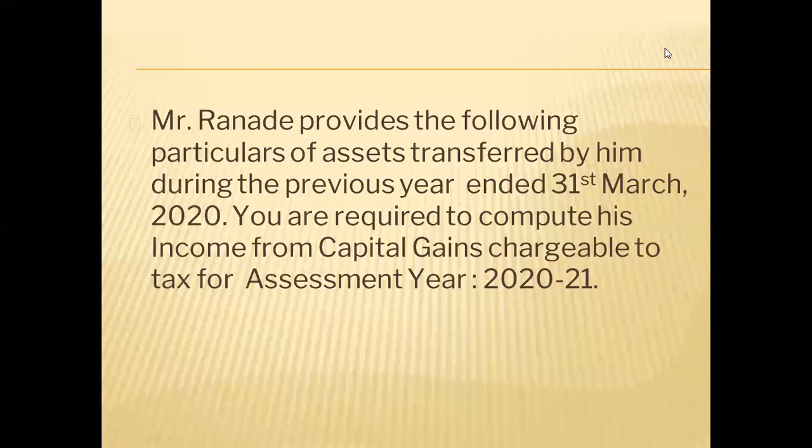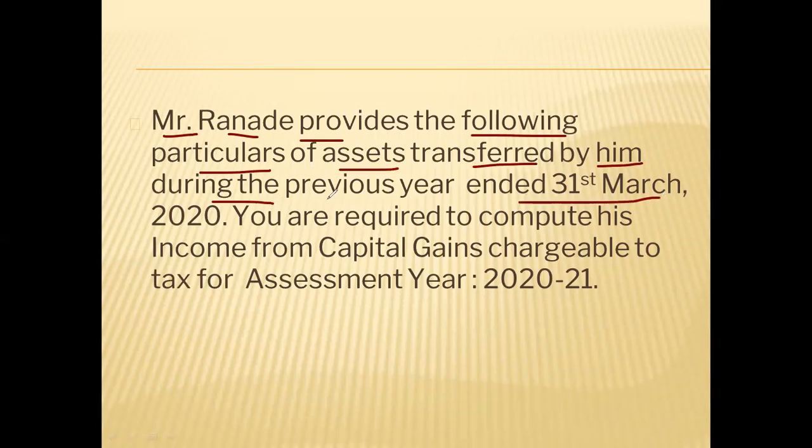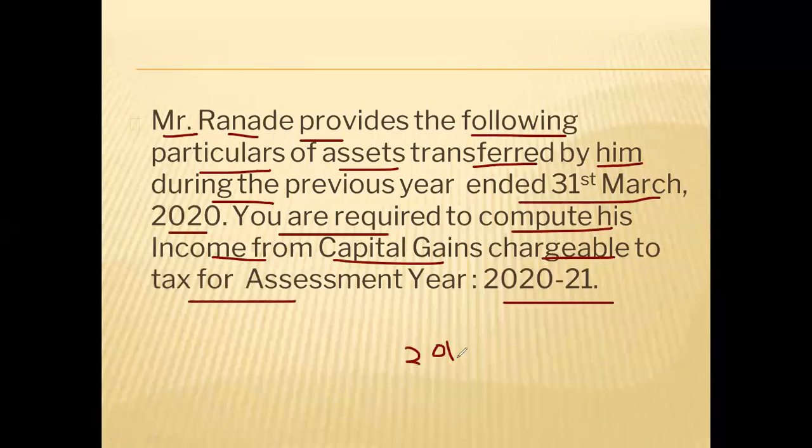Okay, this is another illustration on computing the capital gains. Mr. Ranade provides the following information: particulars of the asset transferred by him during the previous year ended 31st March 2020. So the previous year is 2019-20. You are required to compute his income from capital gains chargeable to tax for assessment year 2021. So the previous year is 2019-20, and the assessment year will obviously be 2021-22.